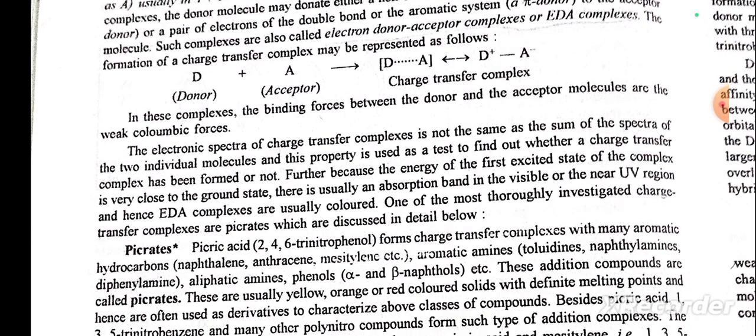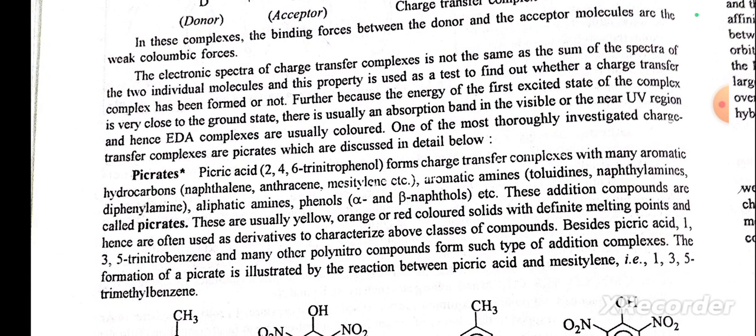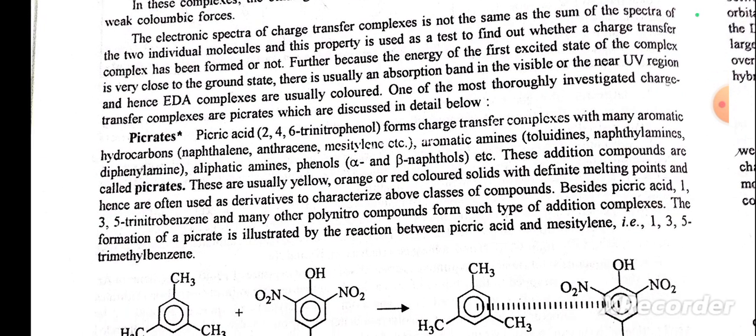The formation of the charge transfer complex may be represented as follows. In this complex, the binding forces between the donor and the acceptor molecule are weak. The electronic spectra of the charge transfer complex are not the same as those of the two individual molecules, and this property is used to test whether a charge transfer complex has been formed or not. Further, because the energy of the first excited state of the complex is very close to the ground state, there is usually an absorption band in the visible or near UV region, and so EDA complexes are usually colored.